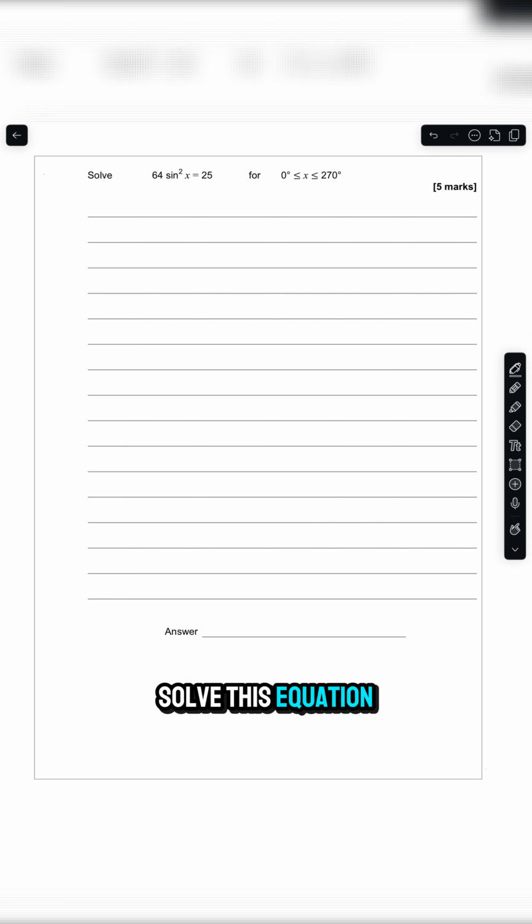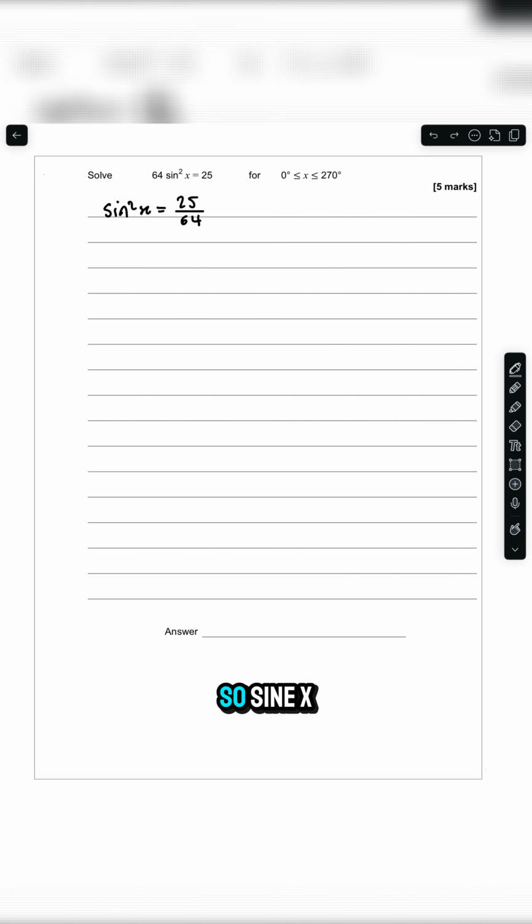Solve this equation for which x lies between 0 and 270 degrees. So the first thing we need to do is divide both sides by 64. So sine squared x equals 25 divided by 64. So sine x equals plus or minus the square root of 25 over 64, which is 5 over 8.